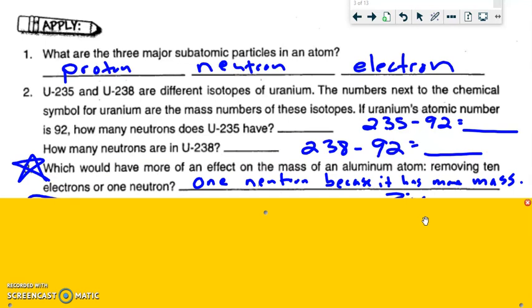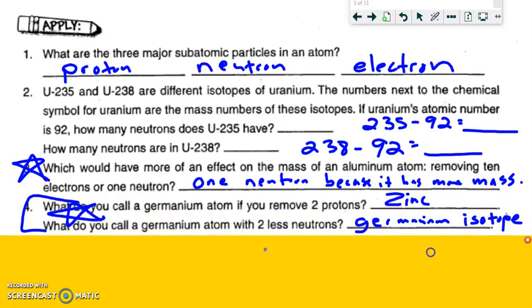Number 3, I put a big star by this because this is a big deal question. What would have more of an effect on the mass of an aluminum atom, removing 10 electrons or 1 neutron? And my answer, I said 1 neutron because it has more mass. Electrons are so tiny we don't consider them to have mass. So it's kind of like saying what's going to have more of an effect, taking out 10 little specks of dirt and dust, or taking 1 tire off your car. Well, the 1 tire is going to have much more mass than 10 specks of dust. So the 1 tire has more mass.